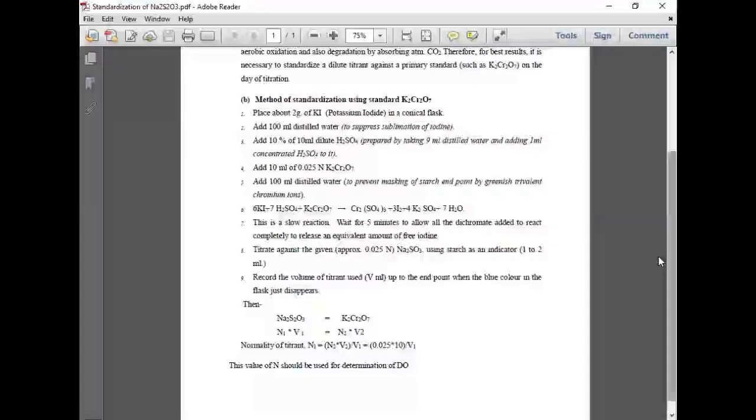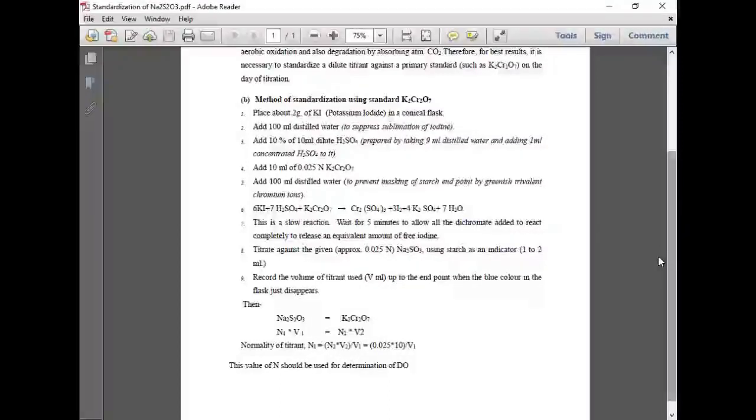We are going to add this 10 ml of 10% H2SO4 to the conical flask. Next, we are going to add 10 ml of 0.025 normal K2Cr2O7. Normally, we prepare 0.25 normal K2Cr2O7, but here we require the normality of K2Cr2O7 as 0.025 normal.